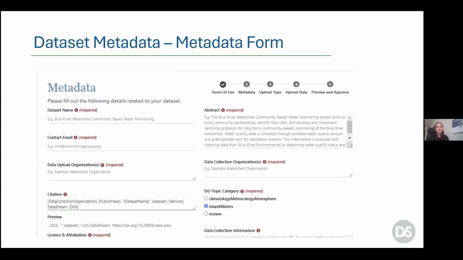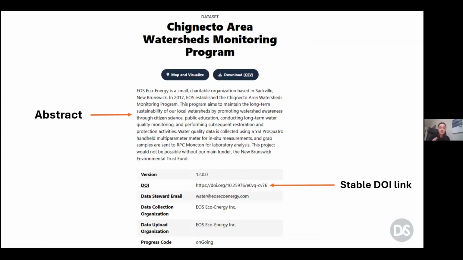But then once the data is published, you'll have your own dataset page, a publicly accessible page that looks kind of like this. There'll be an abstract in which you can describe essentially anything you think is relevant to understanding and using your data. All data sets on DataStream have a DOI, which is the link that will always resolve back to this dataset page. You can include both the data collection organization and the upload organization if there's a difference.